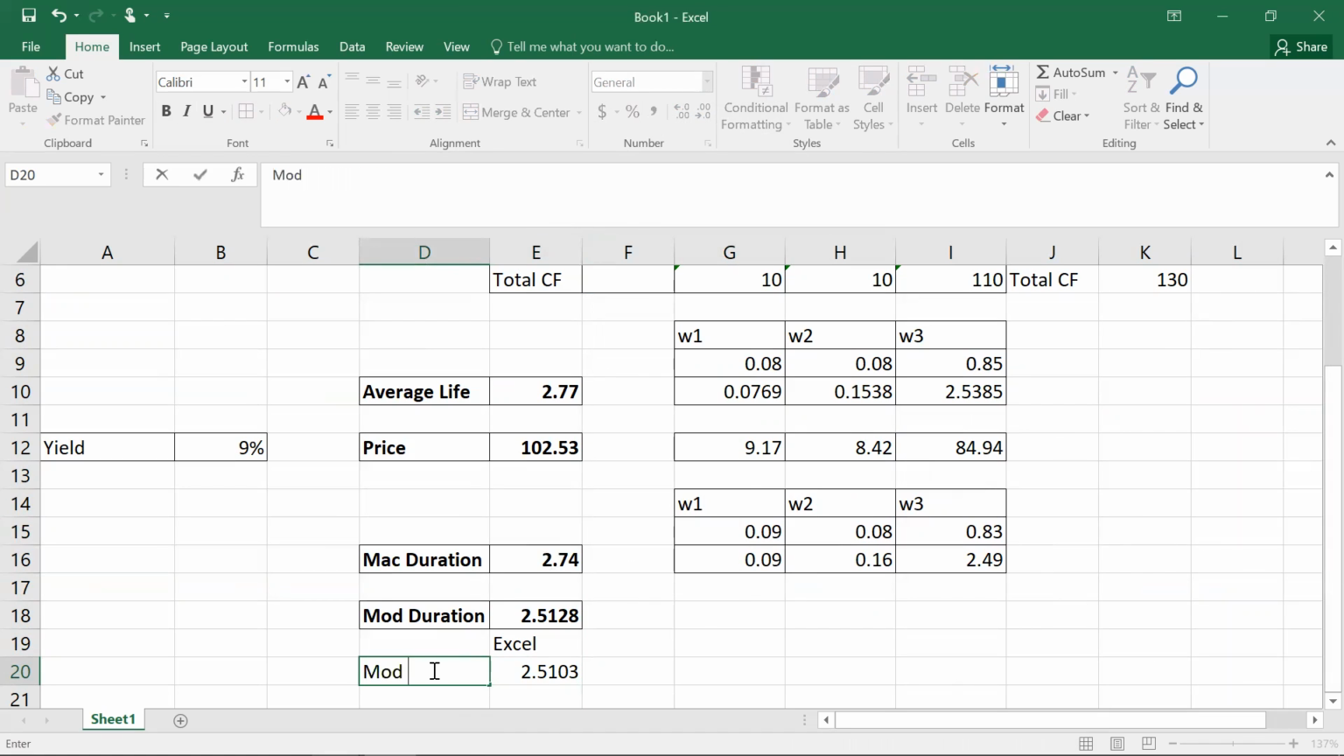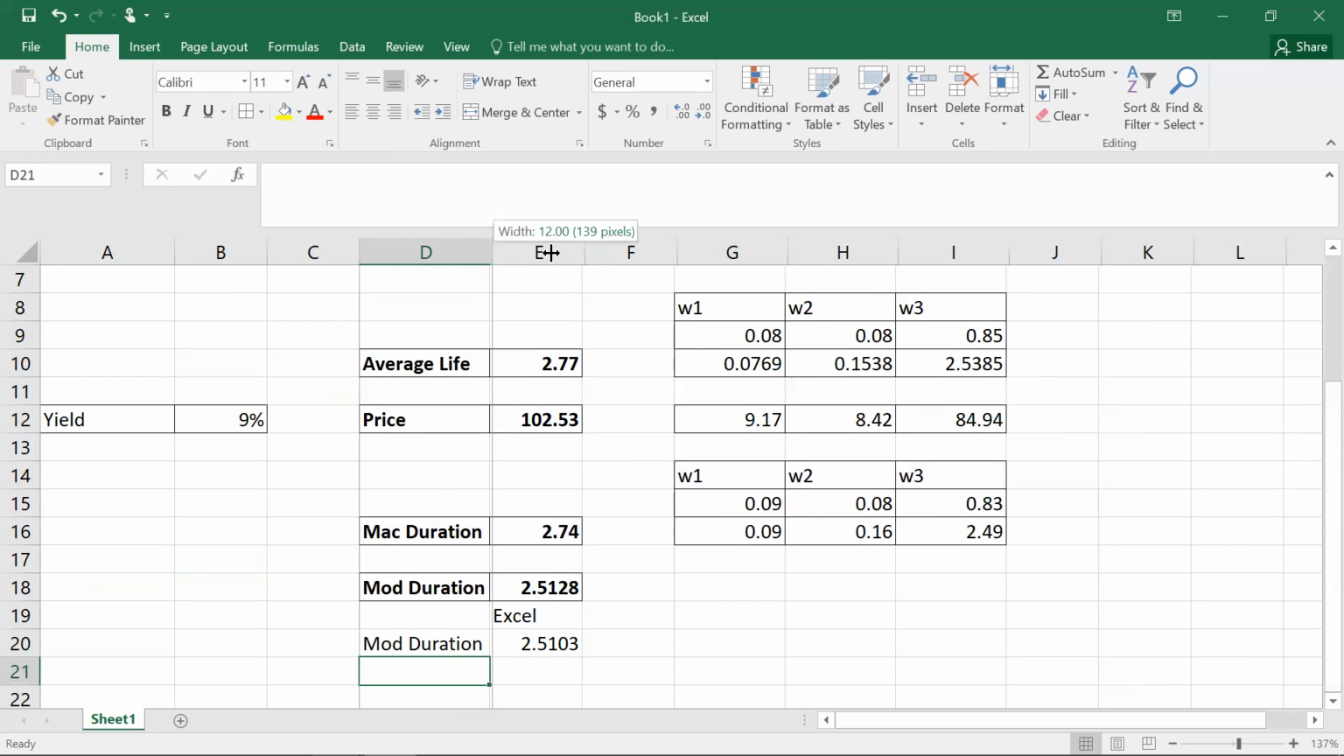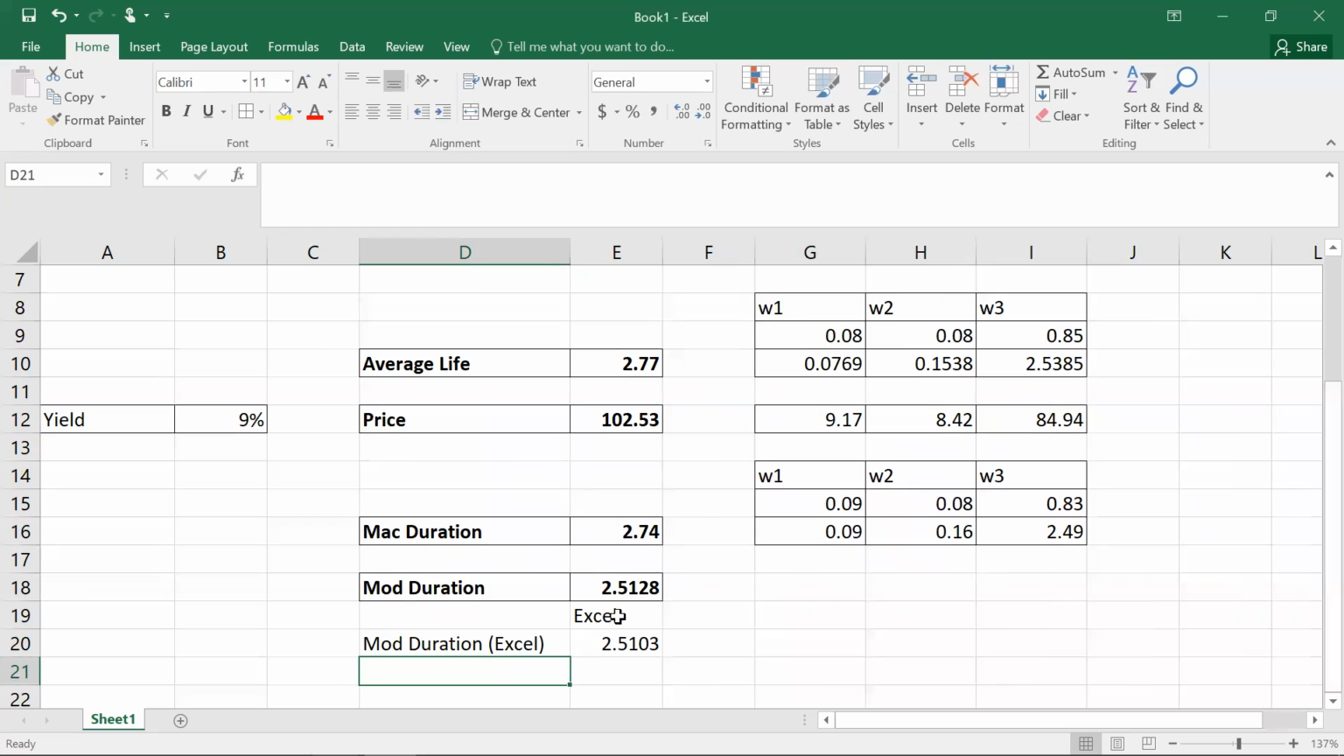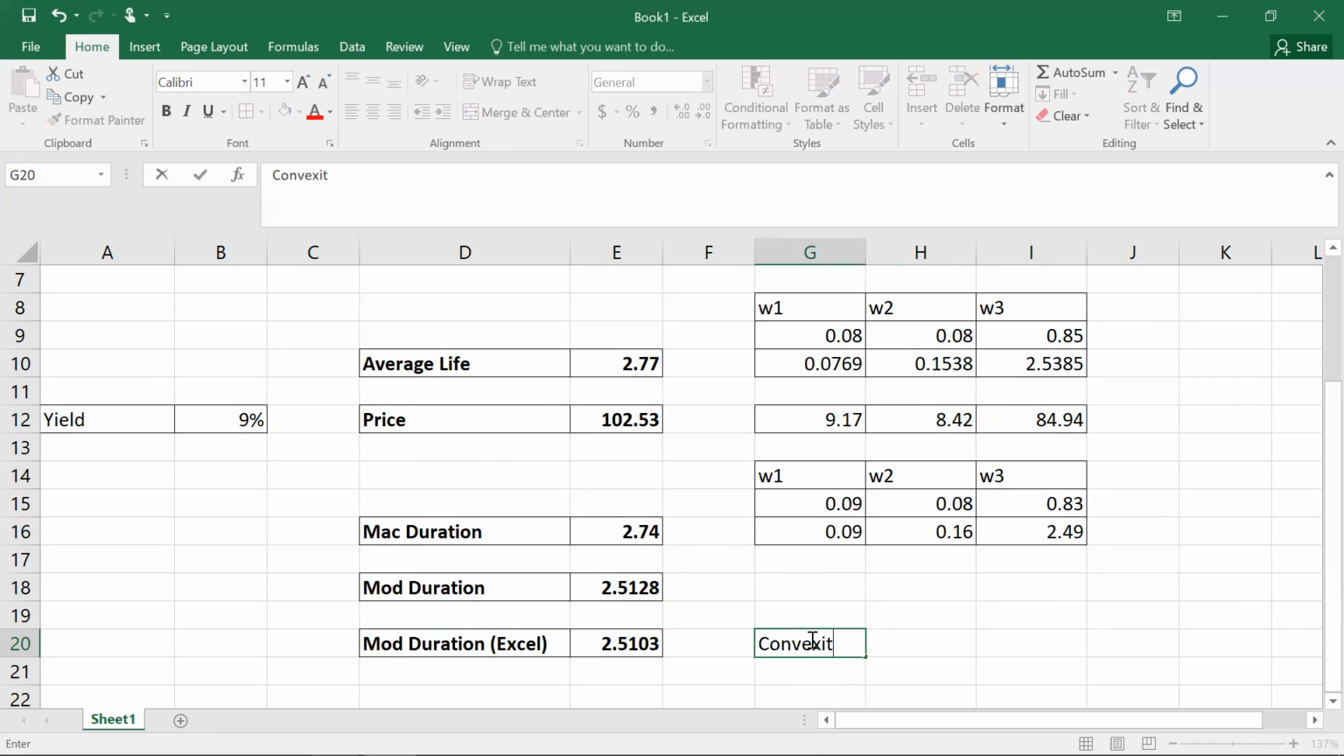So this is the mod duration that you calculated using the Excel formula. It will never match exactly, because there is a concept of convexity, that we can discuss in some other topic.